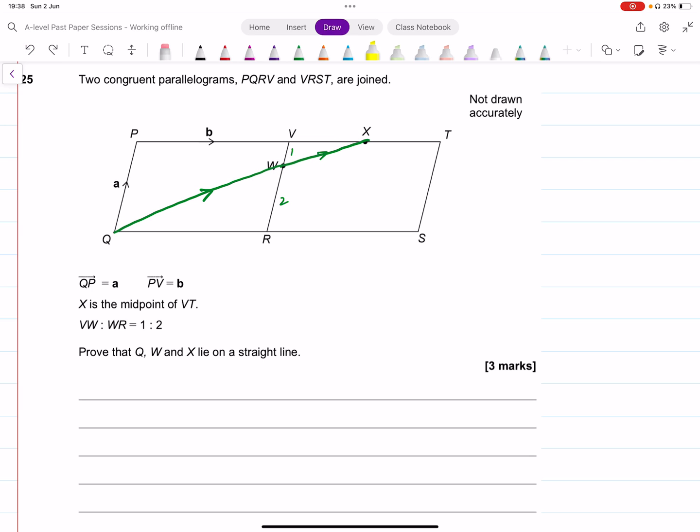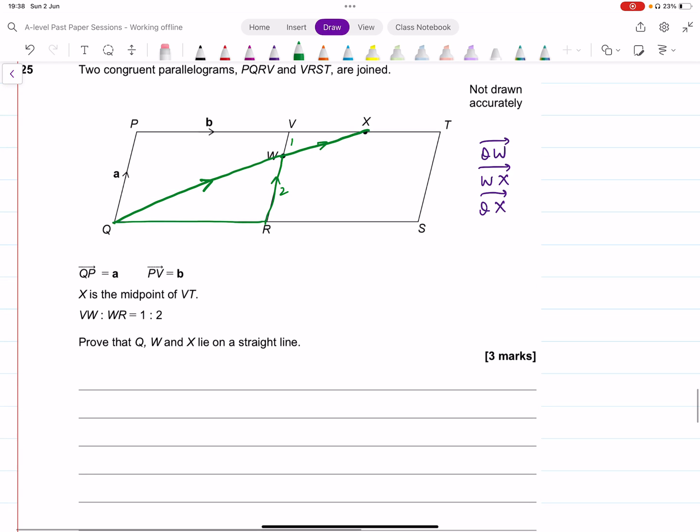So we need any two of these vectors basically, QW, WX, or QX. You can find any two of these vectors. If they have the same direction, that means these 3 points are collinear, they lie on a straight line. Now, how do we find these vectors? Let's see how we can find QW first of all. We can look at the diagram and see how we can go from Q to W. We can go from Q to R, and then from R to W. This is one way to get to W from Q, right?